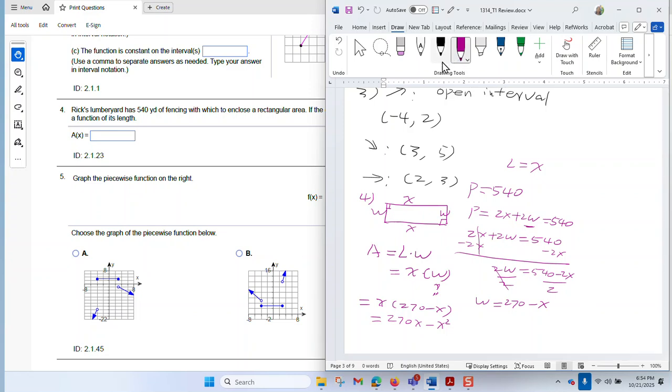Your A here is equal to this one, or you can have this one as a final answer. Either one will be good. Probably this answer will be better, right? You multiply all of them in.